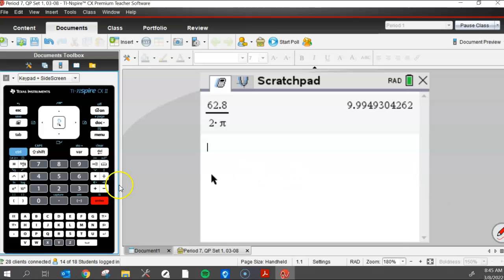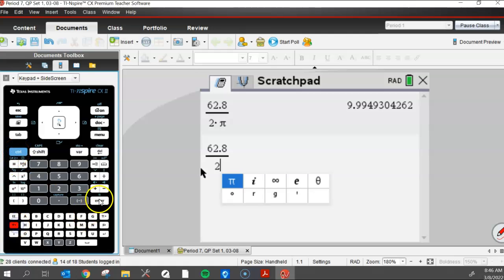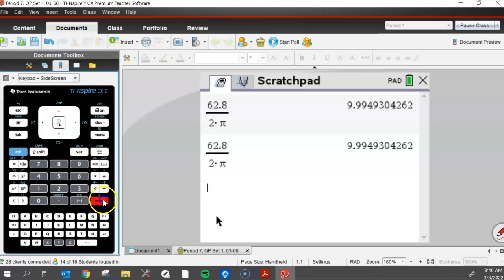Another way that you can do that would be to get your fraction bar first. That way you can set it up as 62.8. If you set it up this way, you no longer need those parentheses because that 2 and pi will be grouped together, and so it will divide by that together. And it's going to give you that same thing there.